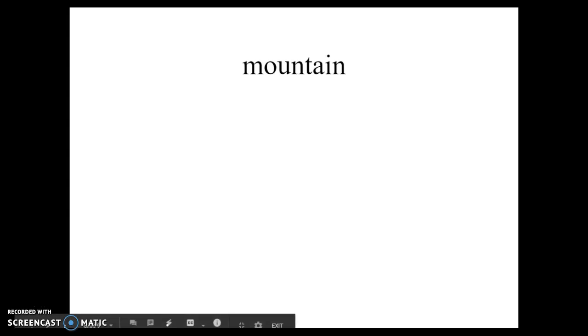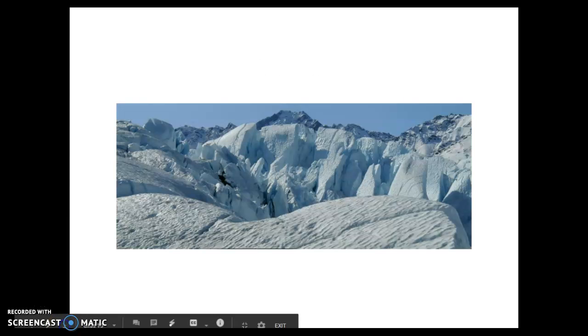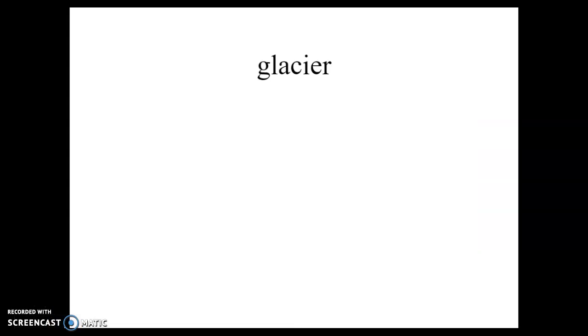Think of a mountain. It's just one mountain, and usually there's a lot of mountains in a mountain range, a lot of mountain peaks. And so just one of those we call a mountain. Okay, think about what this is. How would you describe it? All right, and that's a glacier.